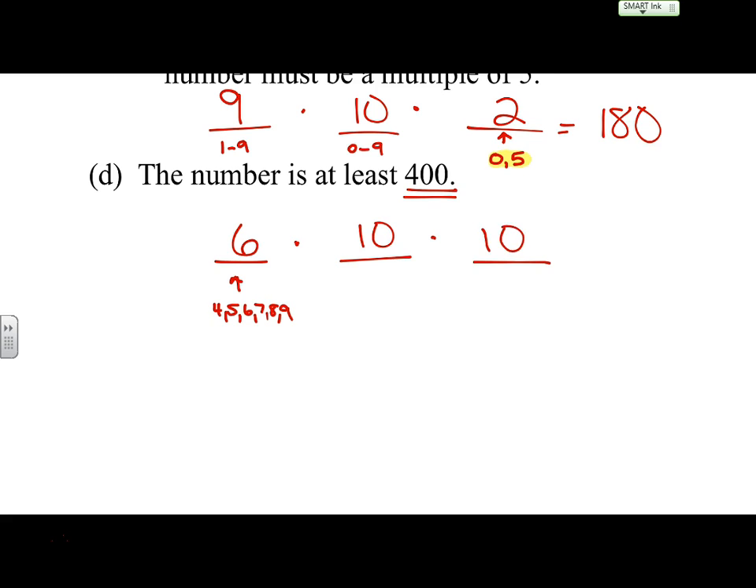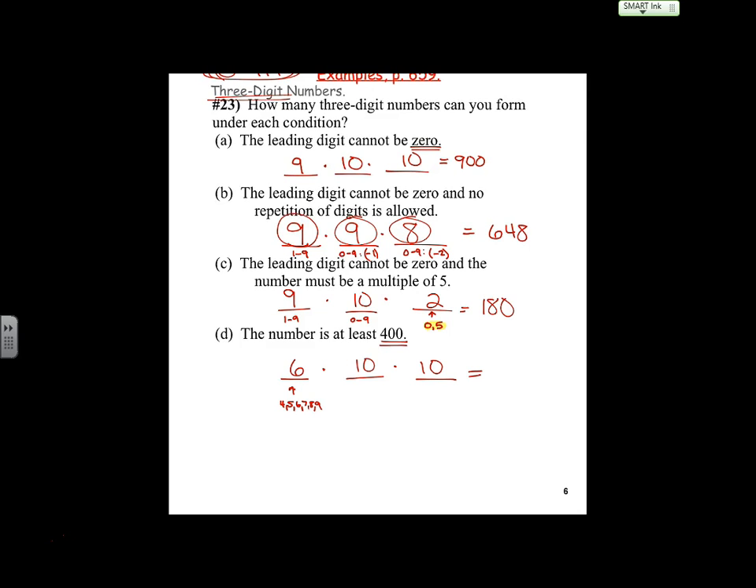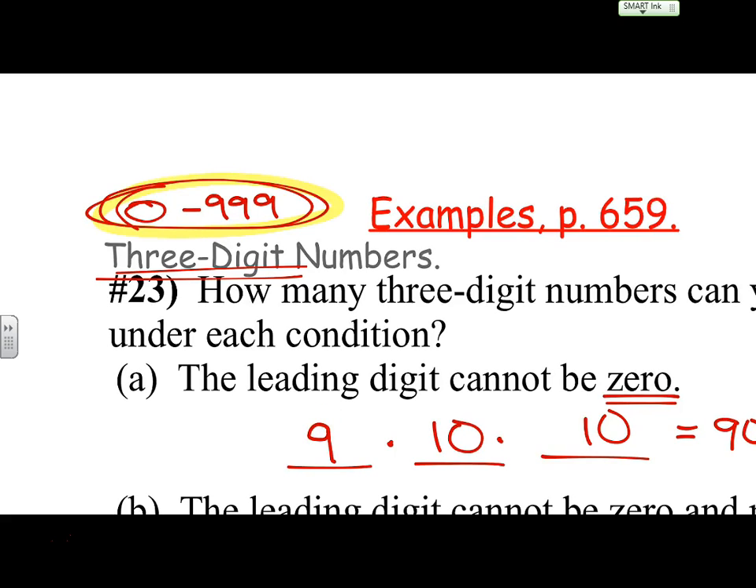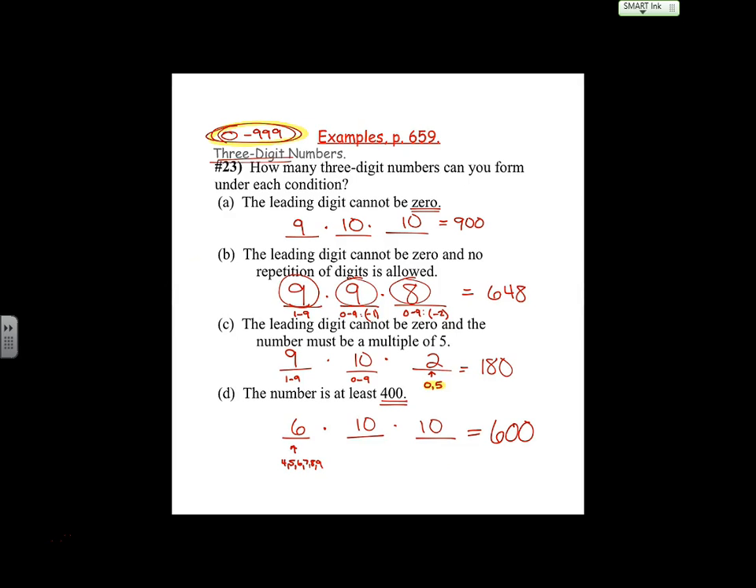No. Why does this make sense? What were the legal numbers to begin with? 0 to 999. And they said, hey, it can't be less than 400. So what numbers went away? 0 to 399. 400 to 999. 600 possible.